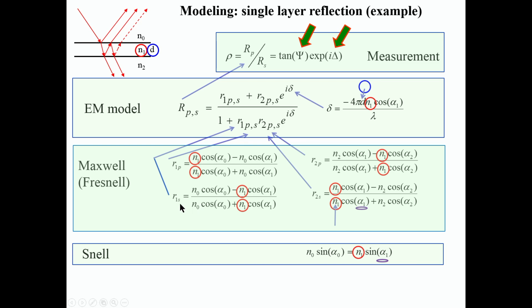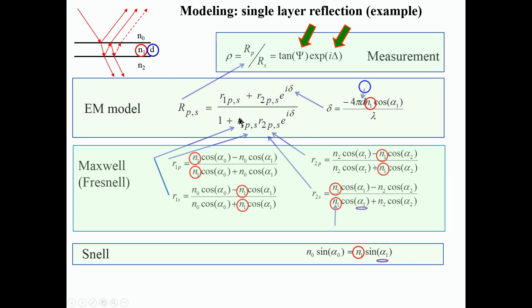S for senkrecht is the perpendicular, and P parallel. And you can see the values of the unknowns showing up as we go along. N1 is appearing in all these things. And then if you want to take reflection off of a film, you have to consider an infinite series of reflections, add them together using an infinite series expansion. I will not go over that here.